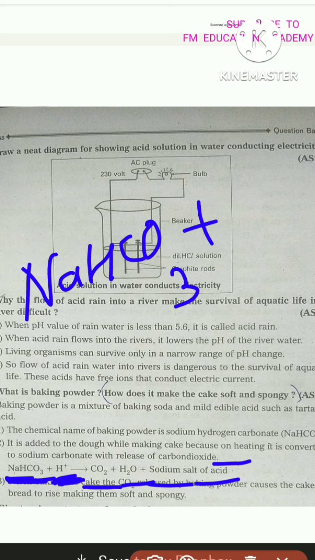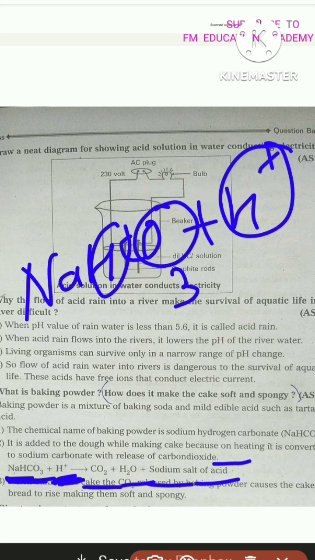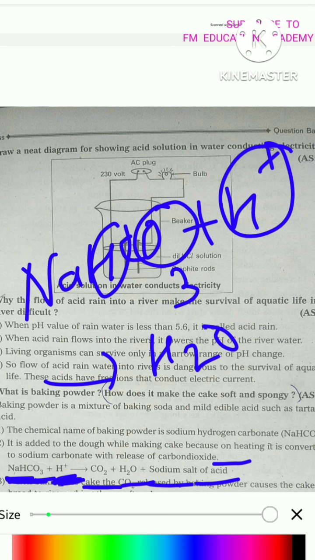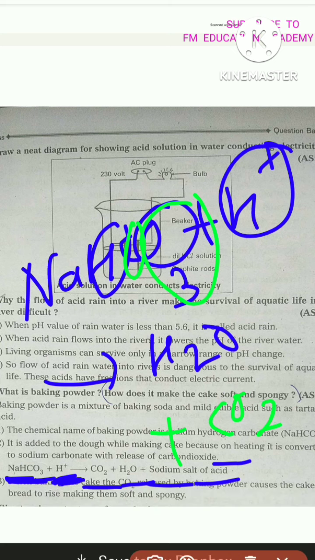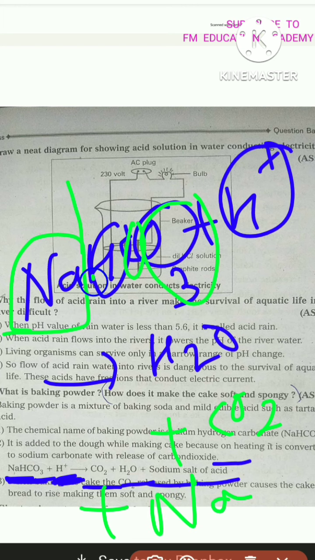NaHCO3 plus H plus. One hydrogen, two hydrogens and one oxygen will become water. And already we have one carbon here, and two oxygens are remaining here, so it will become carbon dioxide, right? And then also some salt of sodium is left. This is how the ions are dissociated.